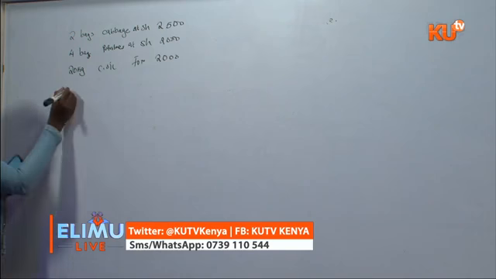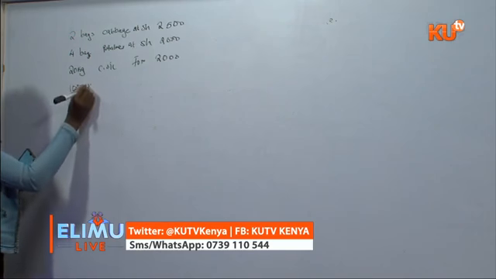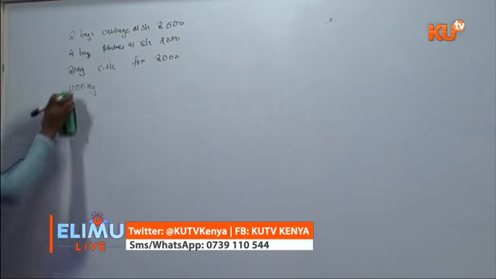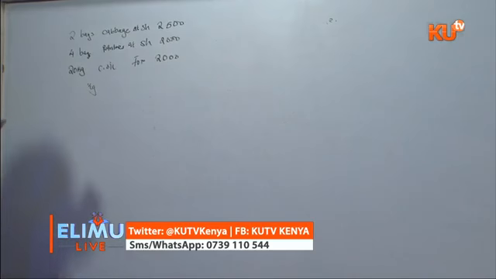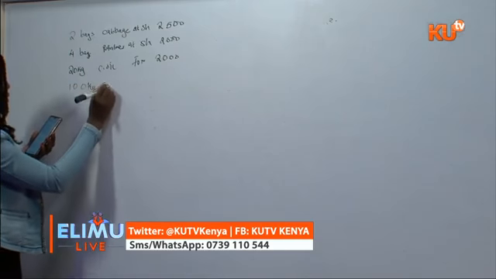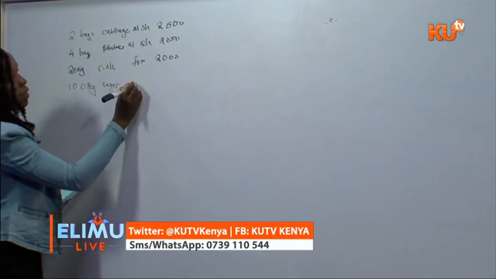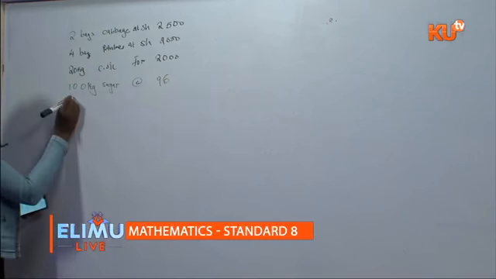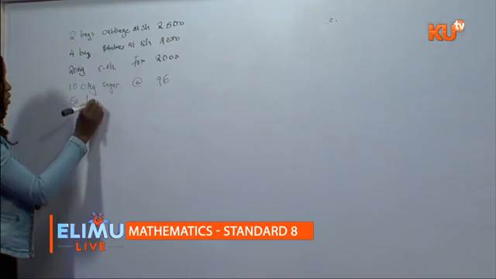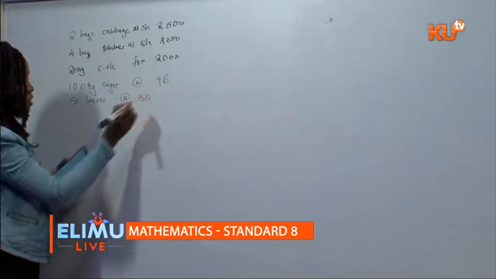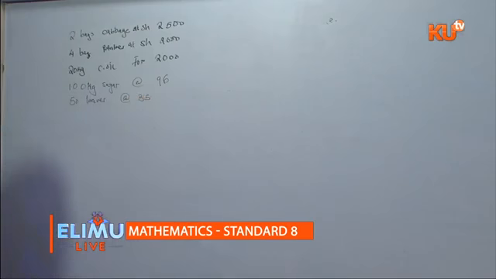And then we have 100 kgs of sugar at 96 shillings, and then 50 loaves at 35 shillings. So we get the true amount of money that this person used.